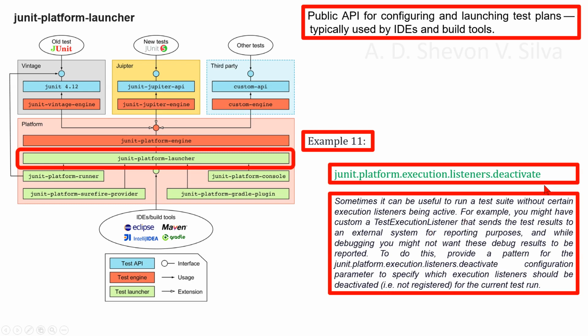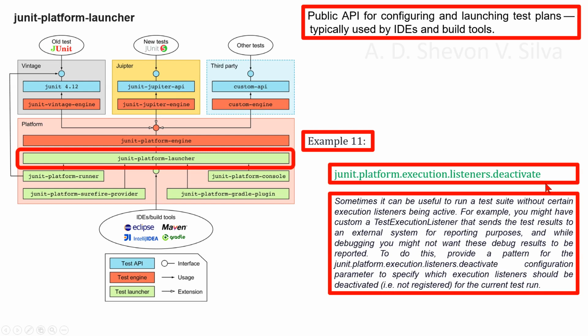Sometimes it can be useful to run a test suite without certain execution listeners being active. For example, you might have a custom test execution listener that sends the test results to an external system for reporting purposes. And while debugging, you might not want these debugging results to be reported. To do this, provide a pattern for the junit.platform.execution.listeners.deactivate configuration parameter to specify which execution listeners should be deactivated for the current test run.